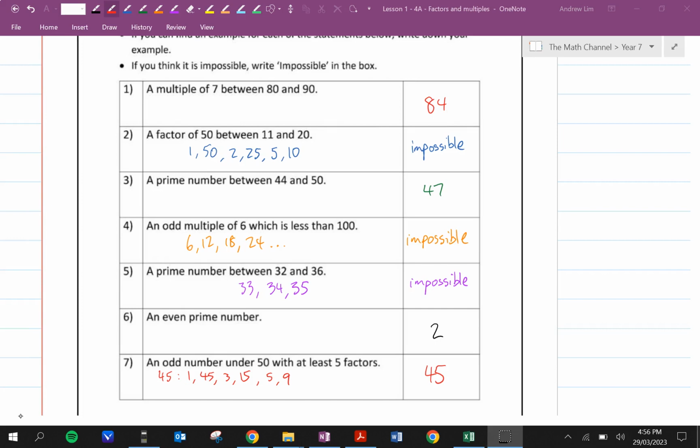An even prime number is 2. It's the only one. And an odd number under 50 with at least 5 factors, I found 45. There might be other ones, but I found 45. It has 6 factors: 1, 45, 3, 15, and 5 and 9.